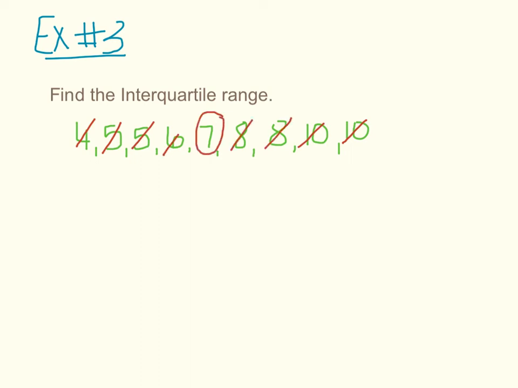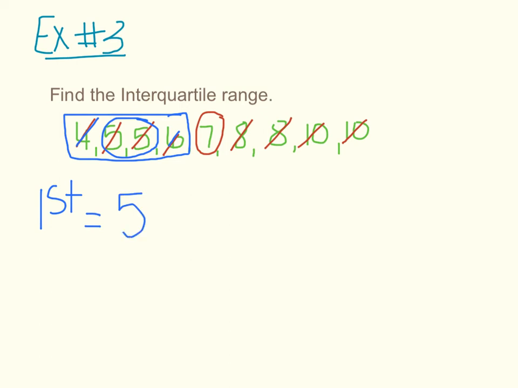So remember to do the first quartile, you look at all the numbers before the median, and you find the median of those numbers. So when we cross them off, we have 2 numbers in the middle, 5 and 5. When we add those up, we're going to get 10. Divided by 2 is still 5. So the first quartile is 5.